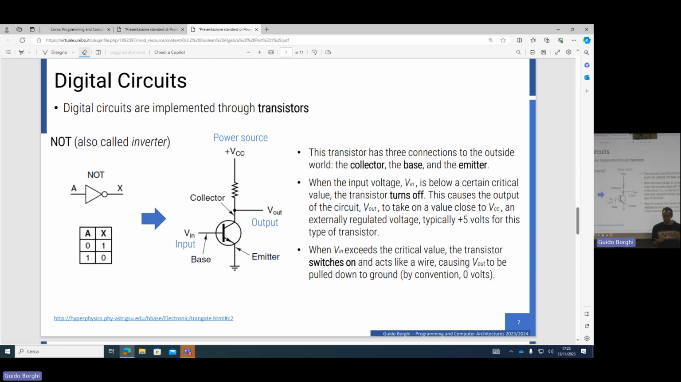Okay, we use Boolean algebra to create complex gates, and then we can translate this symbol that maybe we use in our ALU, thanks to the use of transistors implemented in our PCB, printed circuit boards. Okay.